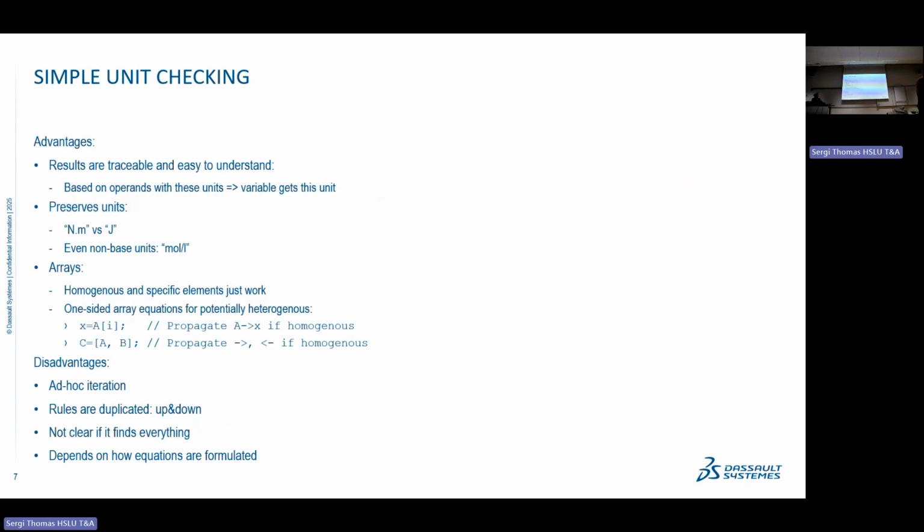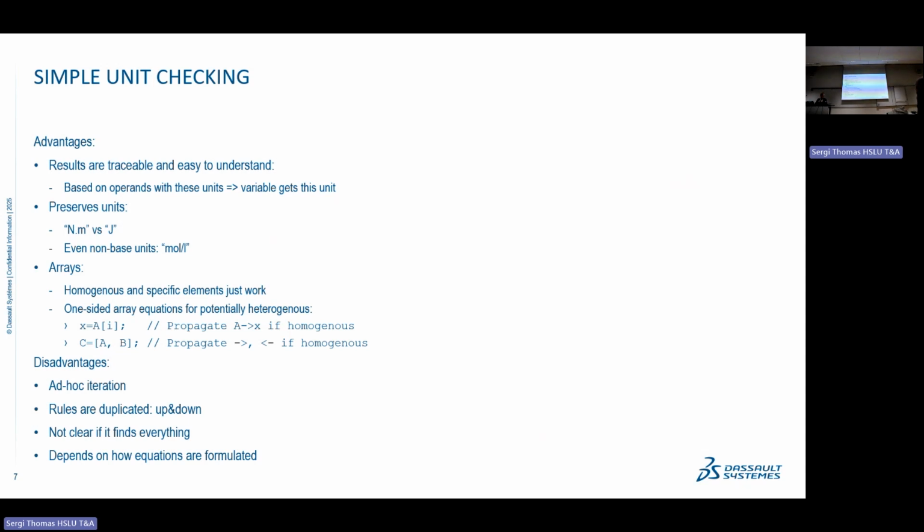The advantages with this simple unit checking is that results are traceable and it's easy to understand. If you get the unit for something, you can see that those operands to it had units, and then I can trace that back. It's nothing strange. It's very local, everything. And it preserves units. So even if you have 7 base units in the SI system, you don't have to convert to them. You can just use Newton meter and get that.